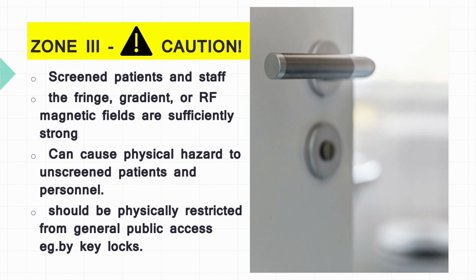Zone 3. In this zone, free access by unscreened non-MR personnel, ferromagnetic objects or equipment can result in serious injury or death. This could be as a result of interactions between the individuals or equipment and the MR scanner's environment. Zone 3 regions should be physically restricted from general public access, for instance by key locks, passkey locking systems, or any other reliable physically restricting method that can differentiate between MR personnel and non-MR personnel.